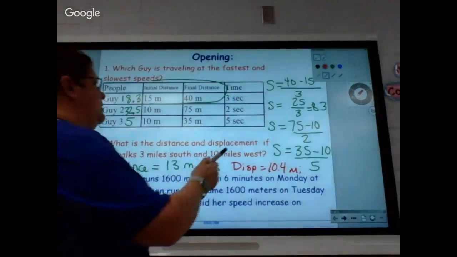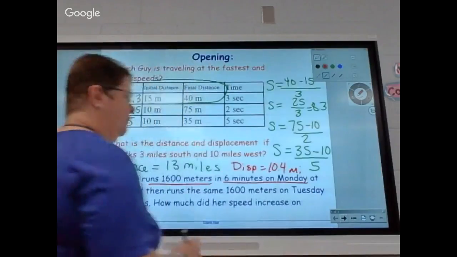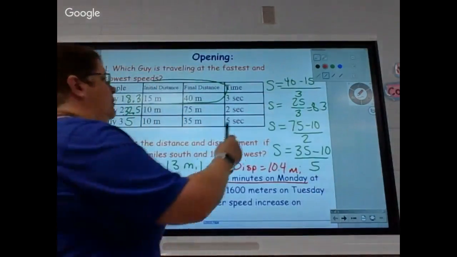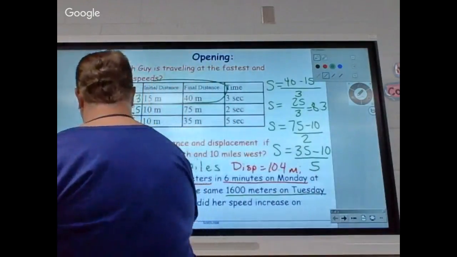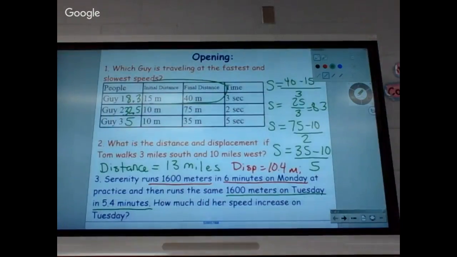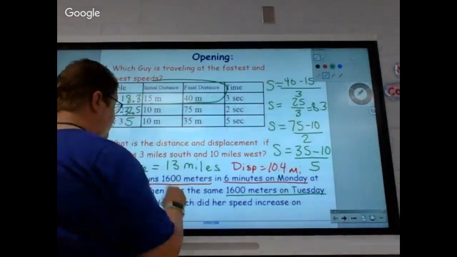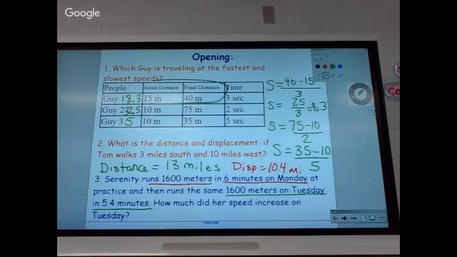All right, it says that she ran 1,600 meters in 6 minutes on Monday. And then she did what? She ran 1,600 meters on Tuesday and that time, right? So how many speeds do I need to find? I need to find 2 speeds. And I want to know how much did her speed increase. So I'm going to need to do what with those 2 speeds? If I want to know how much it increased. Not add them, subtract them.